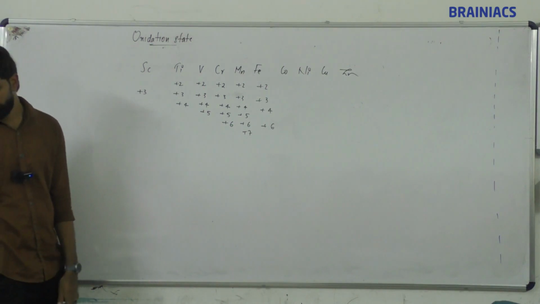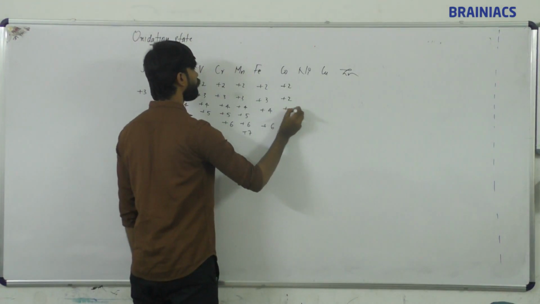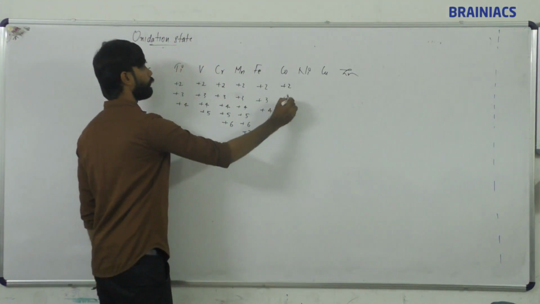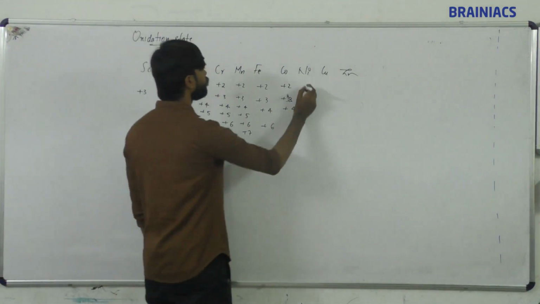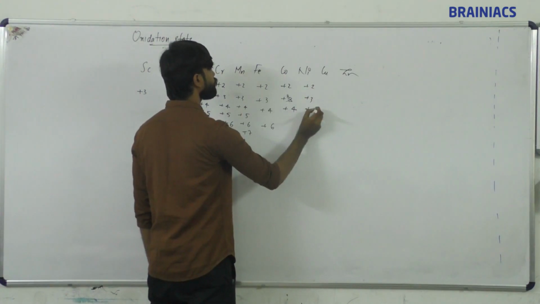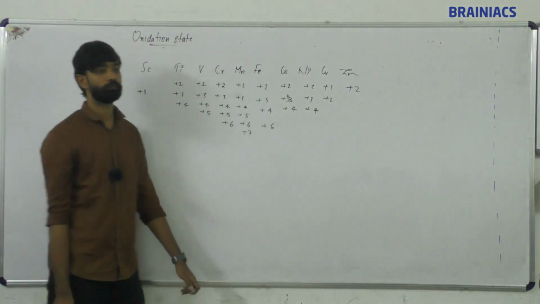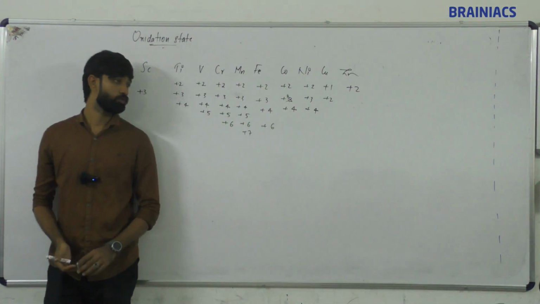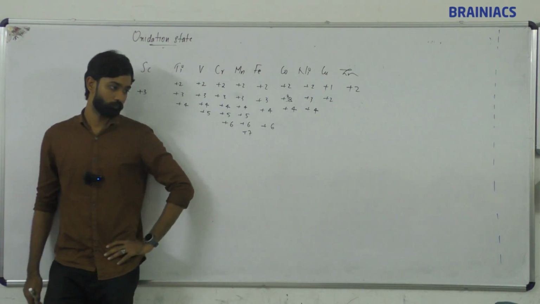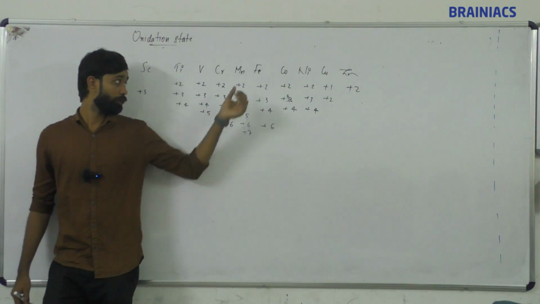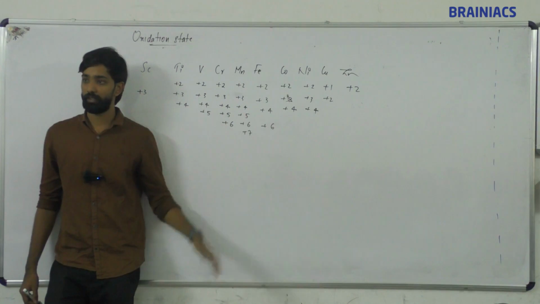Beyond iron, the tendency to show higher oxidation state is relatively low. Cobalt can show +2, +3, +4, and nickel the same, +2, +3, +4. Copper can show +1 and +2, and zinc can show +2. This is the variation. The element with the maximum possible oxidation state in the 3D series is manganese.